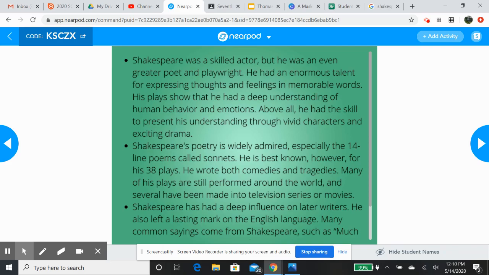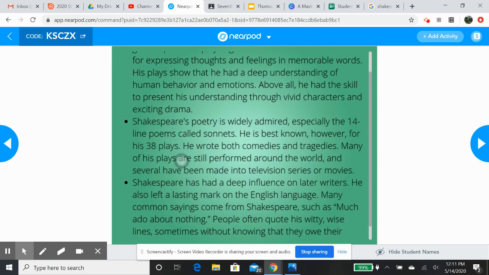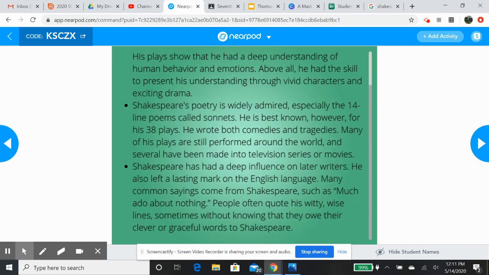He was also a skilled actor. He had enormous talent for expressing thoughts and feelings in memorable words. His plays show that he had a deep understanding of human behavior and emotions, and above all, he had the skill to present his understanding through vivid characters and exciting drama. He was interested in keeping people's interest throughout the plays. His poetry is widely admired, especially the 14-line poems called sonnets. He's best known, however, for his 38 plays. He wrote both comedies and tragedies, and many of his plays are still performed around the world, and several have been made into television series or movies.